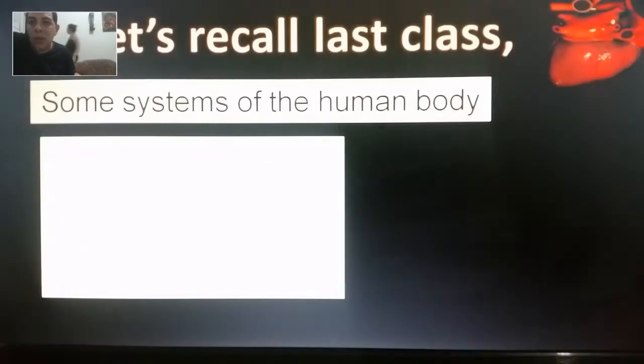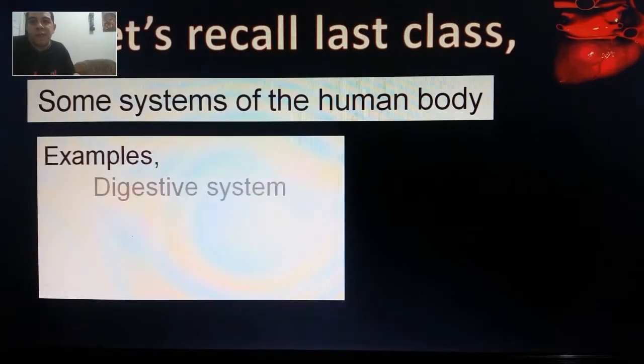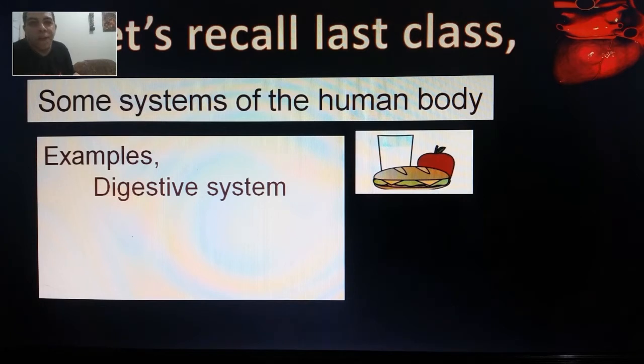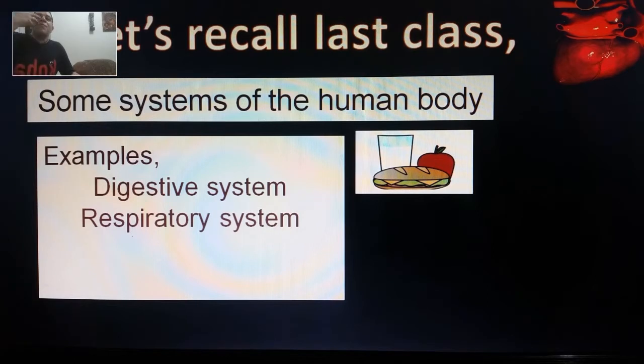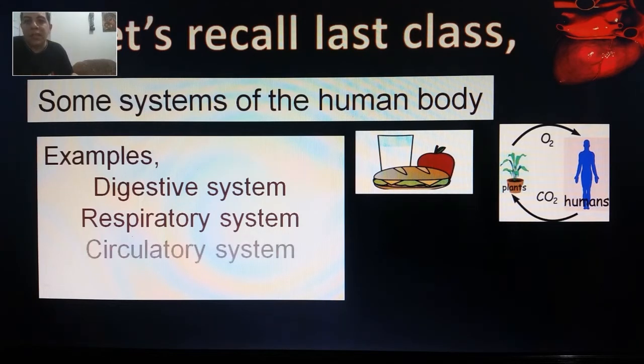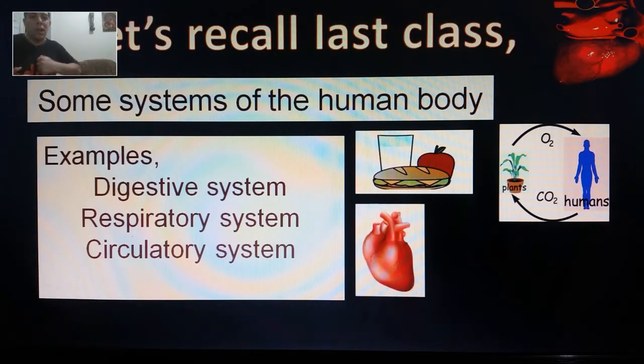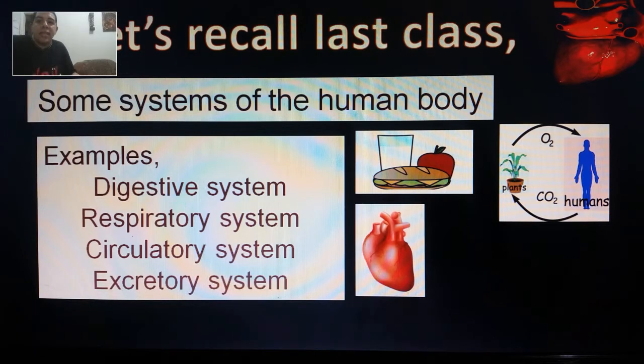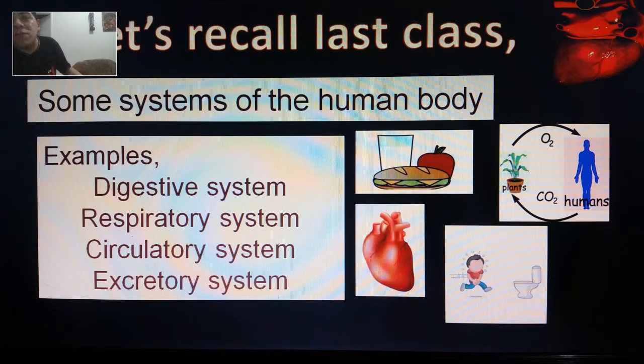And they were, obviously, the digestive system, the one in charge of making your food turn into energy, and the respiratory system, the one of inhaling the oxygen and exhaling the gases that are not needed, the circulatory system, the one with your heart, boom, boom, boom, pumping the blood. So blood carries many important things to the rest of your body, like oxygen and energy. And the excretory system, the one that makes you run to the bathroom to pee.